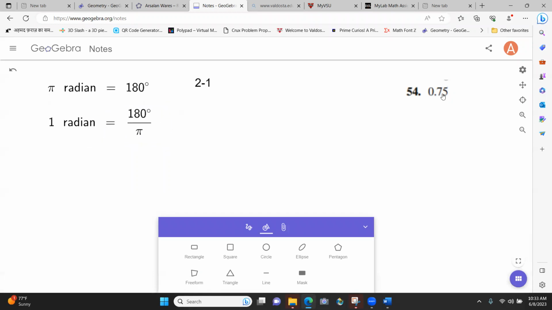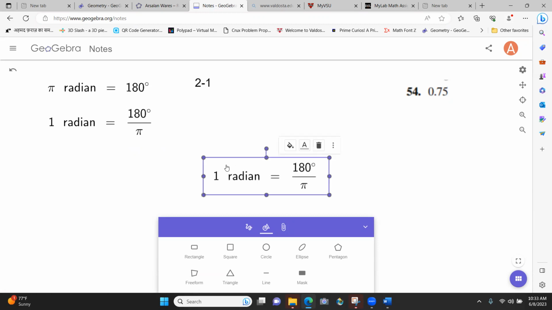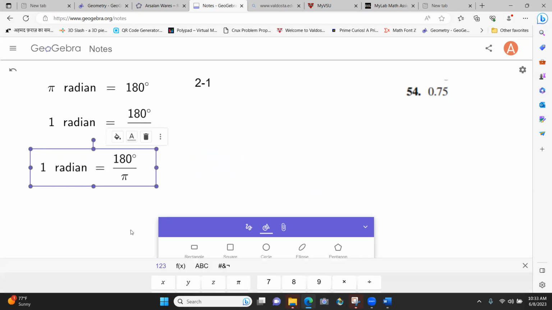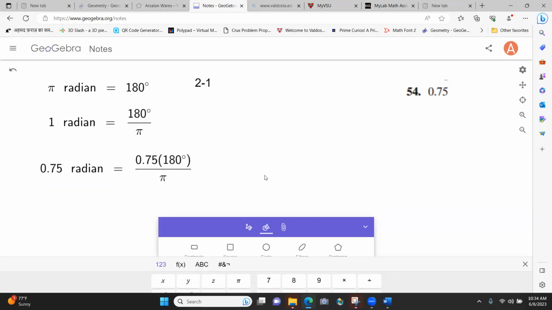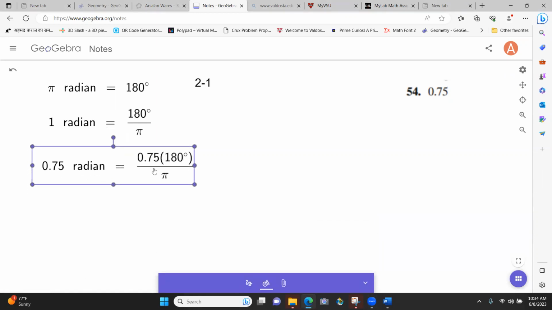All you have to do is, you're looking for 0.75, so you multiply both sides by 0.75. If you multiply the left-hand side by 0.75, you're going to get 0.75. If you multiply the right-hand side by 0.75, you're going to get this. Now, let's go over one tiny thing here. So you're almost done. But you have to use your calculator to find out 0.75 times 180.